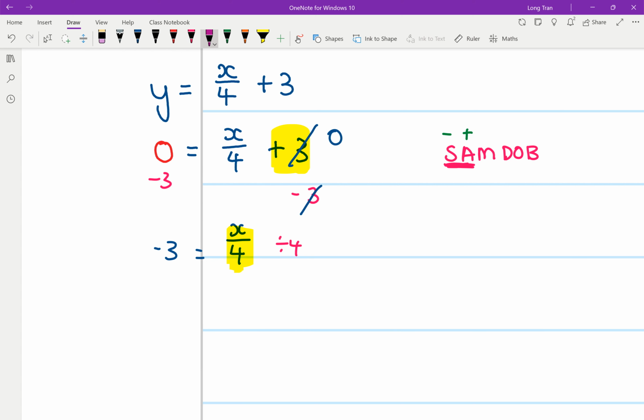See what I mean? Like if this is division, then what's the opposite of division? It's times. So instead of dividing 4, I can get rid of it by timesing 4 or multiplying 4 on both sides. See what I'm doing?